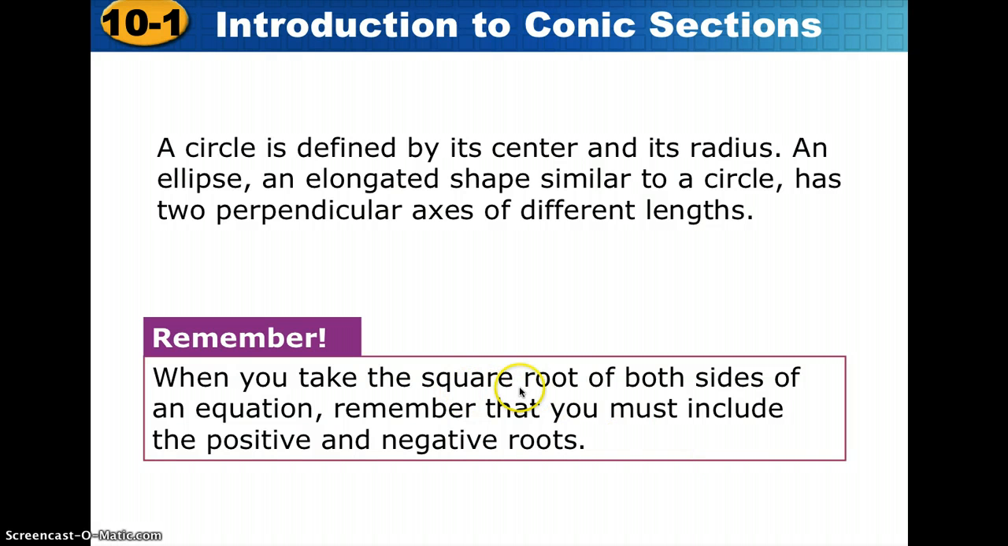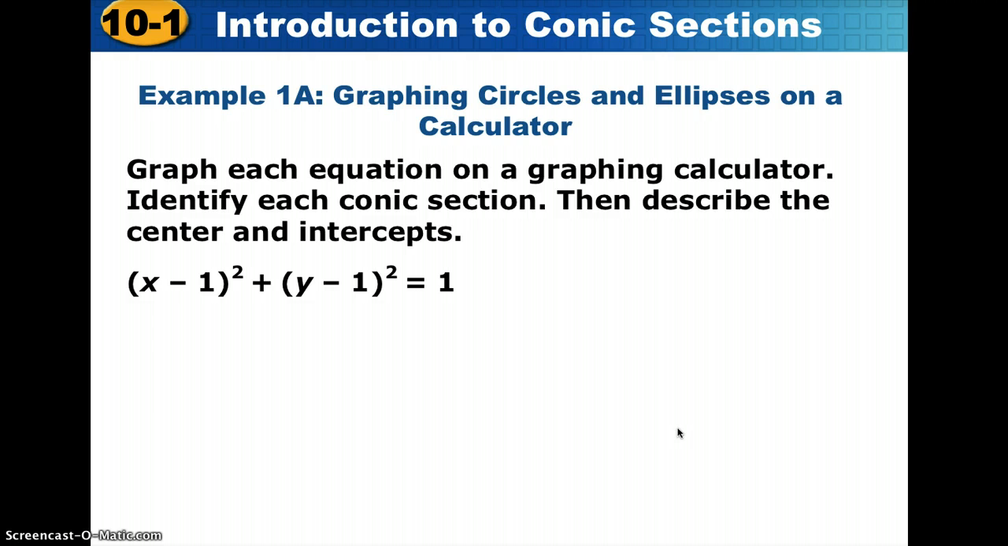Notice that when you take the square root of both sides of an equation, that means you must include the positive and negative roots. Graph each equation on a graphing calculator and identify each conic section.